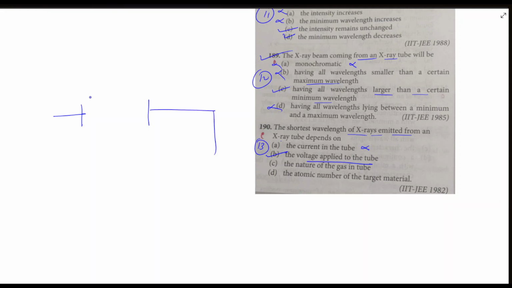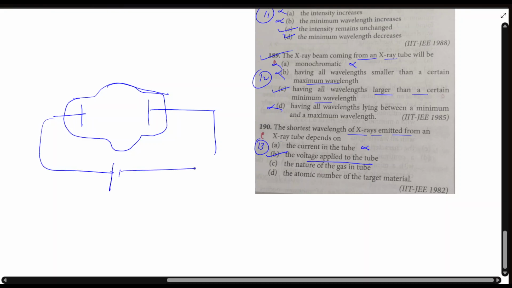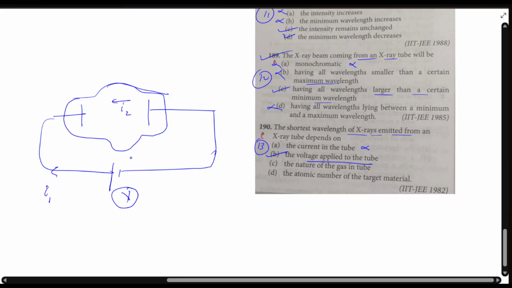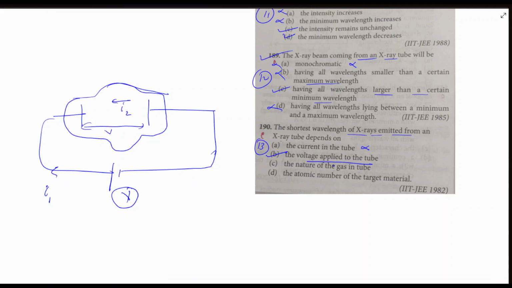Look, if this is our tube, this is our Coolidge tube, right? So it is like this, and this is the potential difference we have applied. Now look, there is an I1 current here and there is an I2 current here. So current can be different here. This V is the potential difference between these two. Are you getting me? So it is asking about the current in the tube. This I2 and this V don't have any such relationship, so we'll just consider the voltage applied.